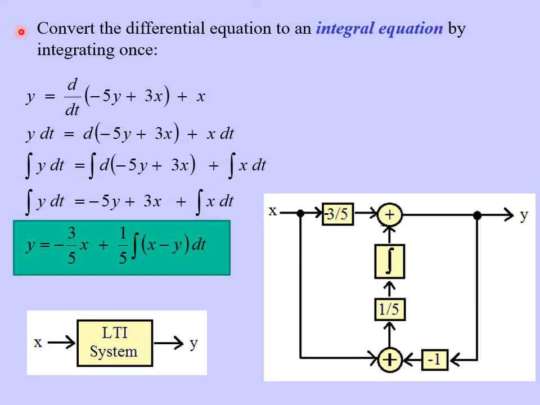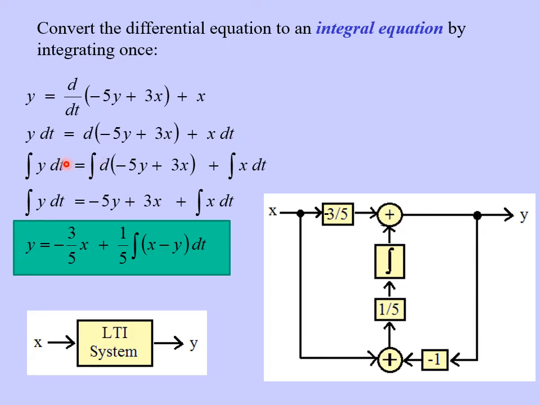Well, the way we do it is we convert the differential equation to an integral equation by simply integrating. So remember our form here, y equals the time derivative d/dt of (negative 5y plus 3x), all plus x, right? This was from the last slide. Well, we want to get rid of this derivative here. So the way to do this is you can multiply through by this dt on the bottom. So multiply all terms. So we have y dt equals d of (minus 5y plus 3x) plus x dt.